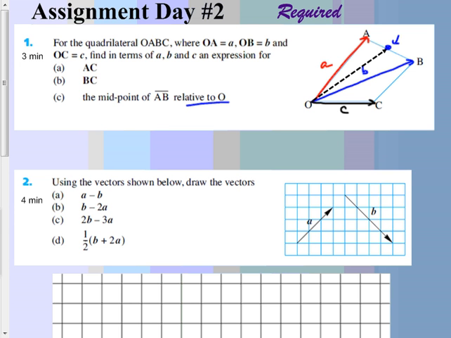Again, you can talk about it in terms of how could I get from A to B? Let's say the question was just that. How would you get from A to B? What would you say? Negative A plus B, okay? Then, how would I get half that far? Half of the magnitude from A to B.